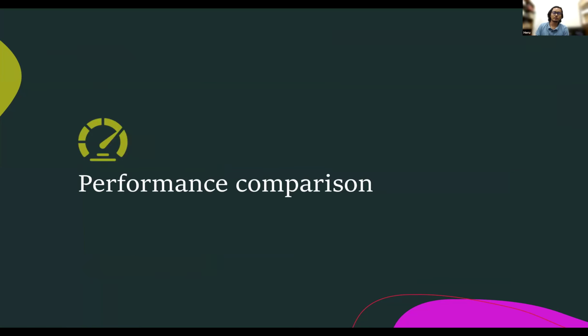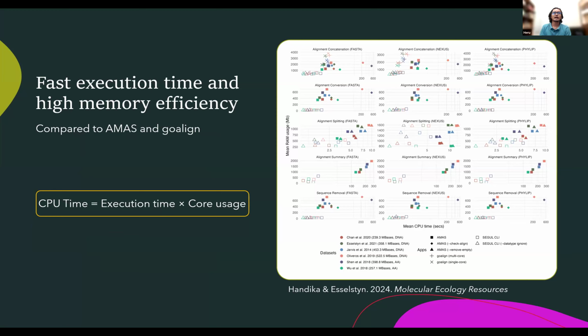So how does the performance of this software compare to other applications? We compare here with AMAS and GoAlign. These are programs that we are aware of as being among the fastest for this kind of analysis. We tracked the memory usage, execution time, and core usage. In general, Sigul is faster and also more memory efficient than AMAS and GoAlign. And for summary statistics, the difference is huge. Sigul also produces more statistics than AMAS in this case, but we do have some limitation with the memory usage for alignment splitting with Nexus input. We are working to improve this.